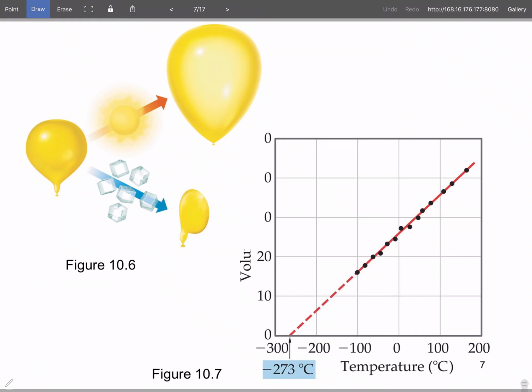So here again, if we look at the effect on a balloon of a sunny day or heat versus cold, in sun it gets bigger, in cold it gets smaller, because volume is directly proportional to temperature: increased temperature, increased volume; decreased temperature, decreased volume.